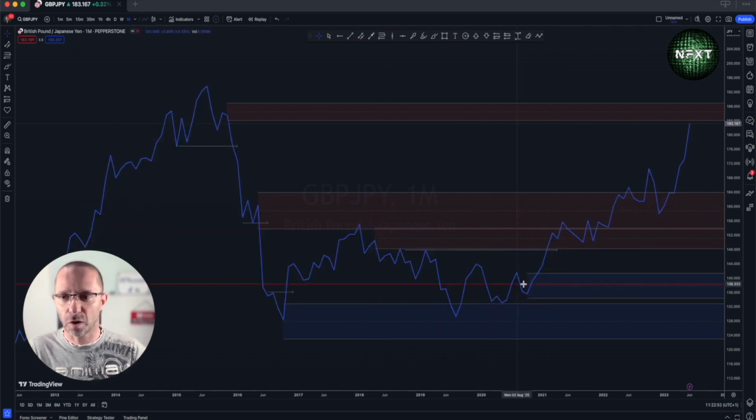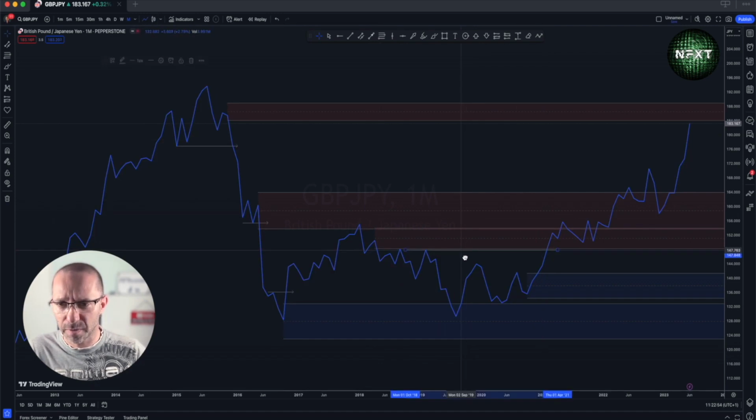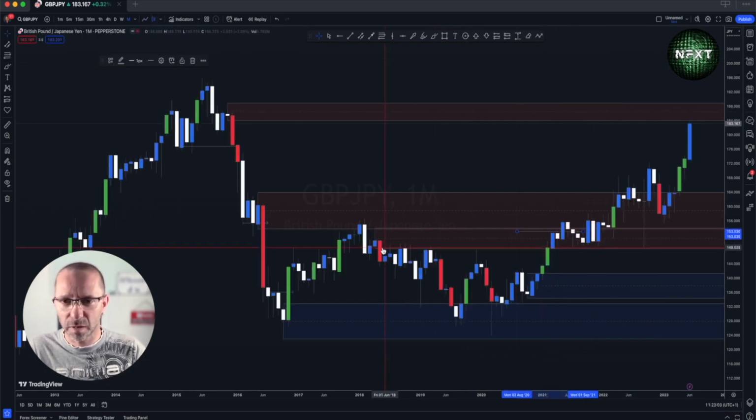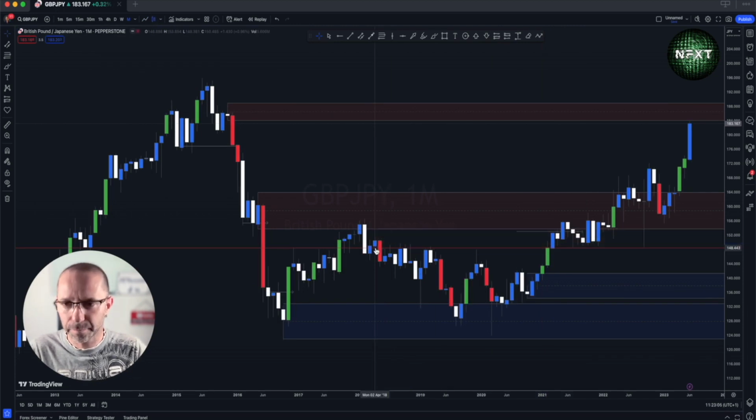We go back to the line chart. We can then look at what happens here. We have a small breakout here. Bring that back. This small breakout, we go back to price. You can see that removes this area of supply. Okay, so we have a breakout. Is there a green candle? No. So we go back again to the line chart.